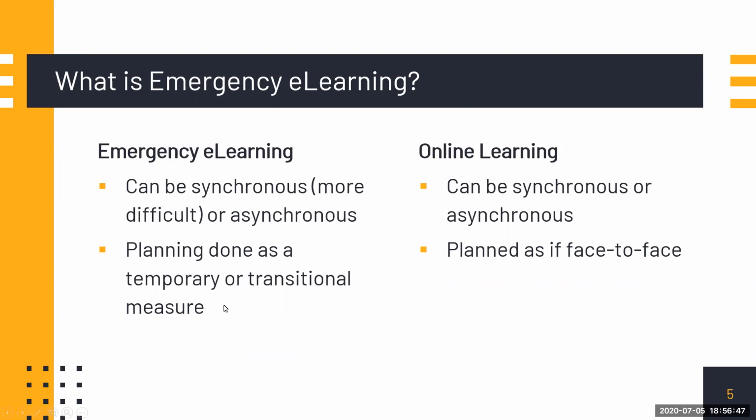So by temporary measure, that encompasses those institutions that are now looking towards the fall and saying, okay, we're going to have classes in person from the beginning of the term until, well, I'm speaking from Canada, so Thanksgiving, that's early October for us. Or we're going to be online until Thanksgiving, and then maybe we'll go back face-to-face.